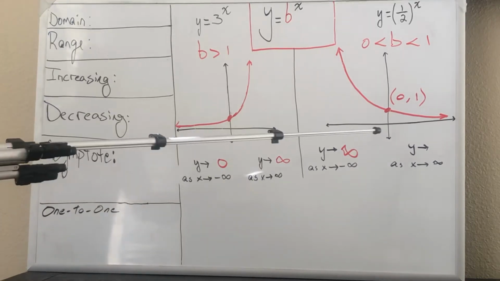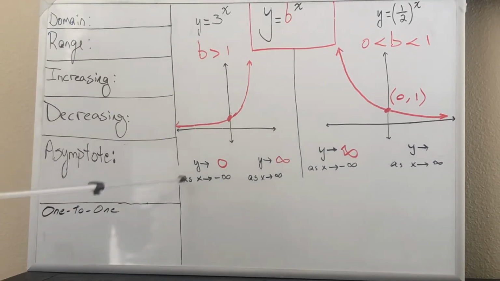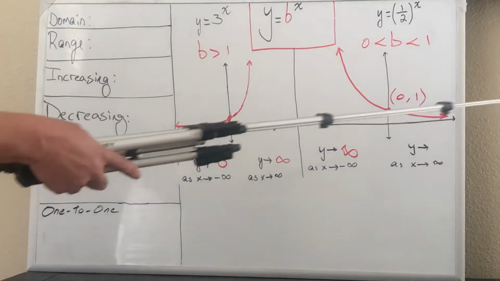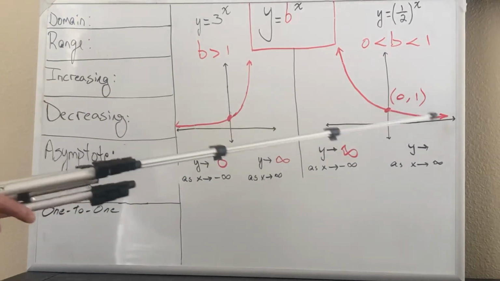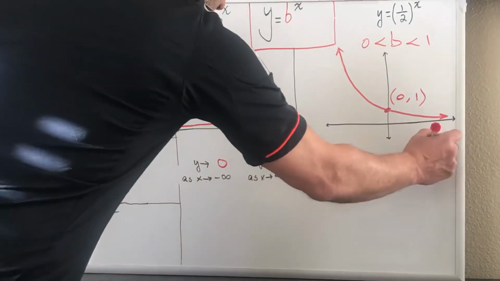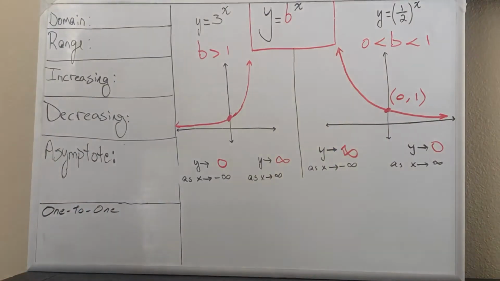Now likewise, in this graph, that phenomenon happens on the right side. So as we travel to the right, the curve gets closer and closer to the x-axis, so we say the right-end behavior of this exponential function is 0.